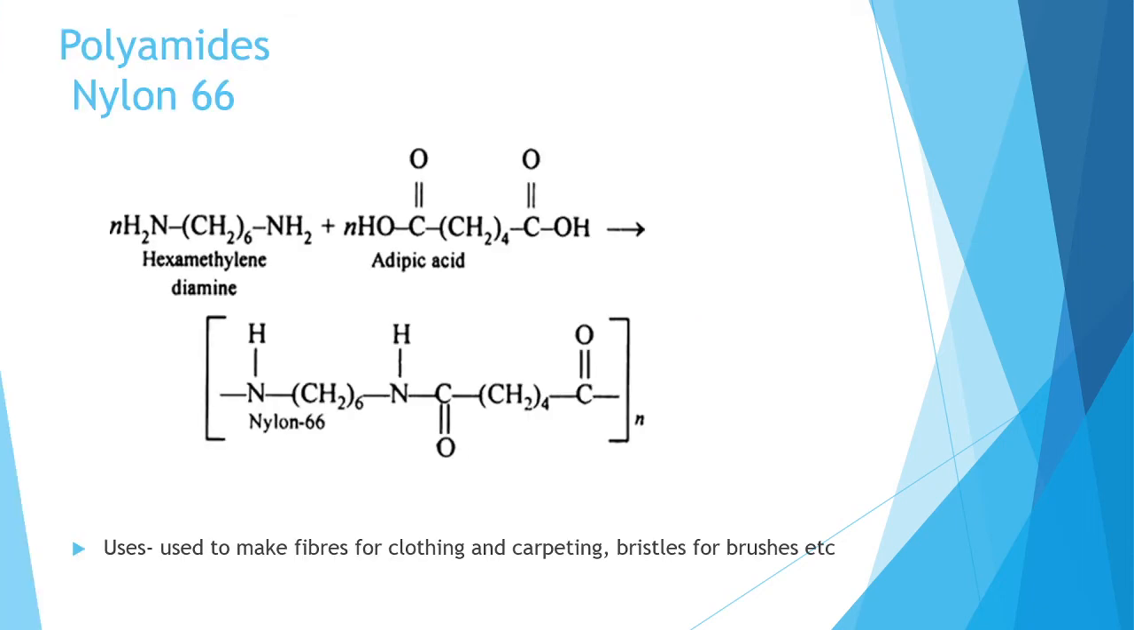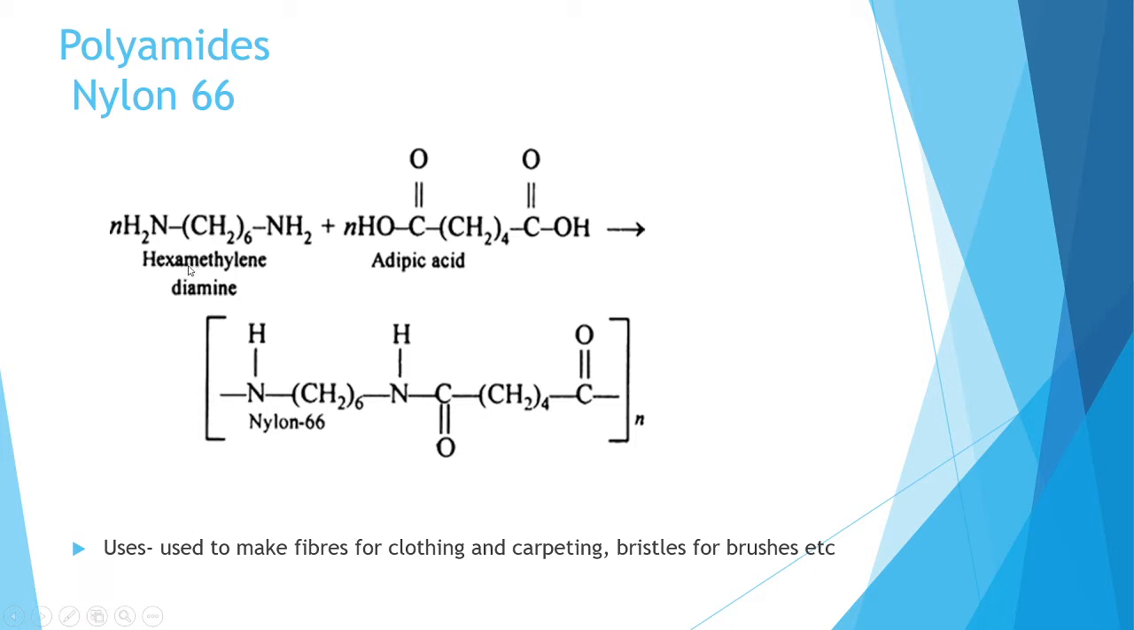Today we are dealing with some more commercially important polymers. And the first commercially important polymer we are studying is polyamides. And there are different types of polyamides. And the first polyamide we are studying is nylon 66.